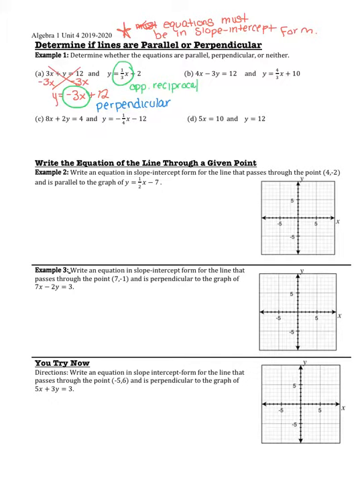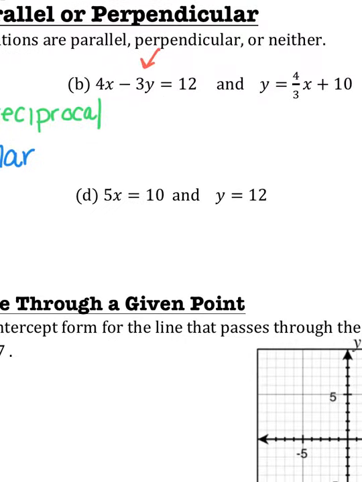Looking at example B, again, my first equation is not in slope-intercept form. And I'm actually going to zoom in on this. Let's see if it'll let me. There we go. So I'm going to begin by subtracting 4x from both sides. Now I'm left with negative 3y is equal to negative 4x plus 12.